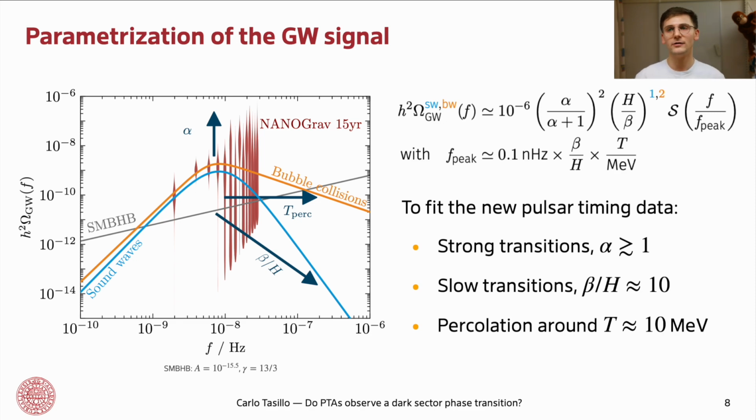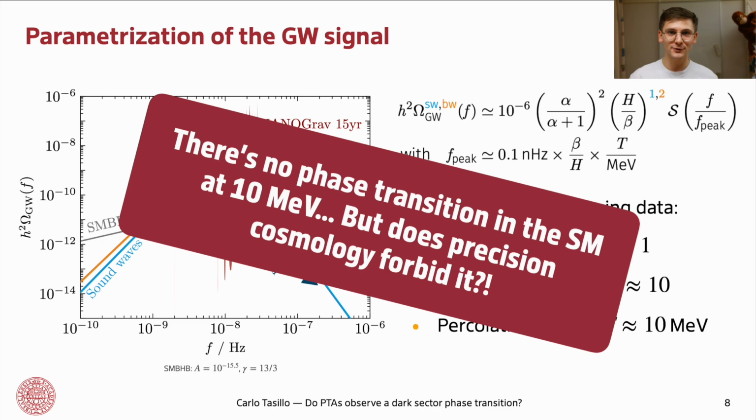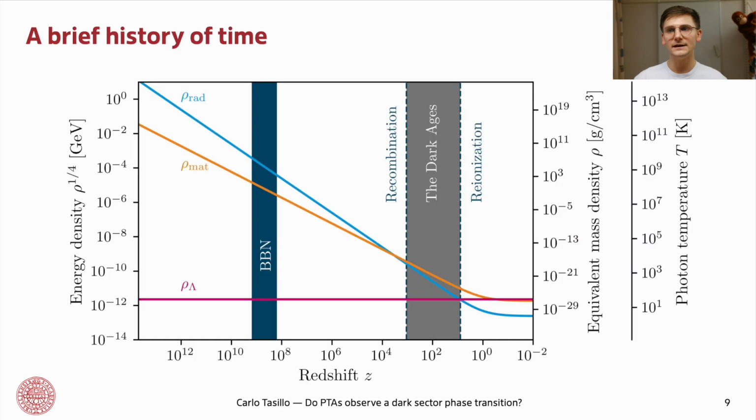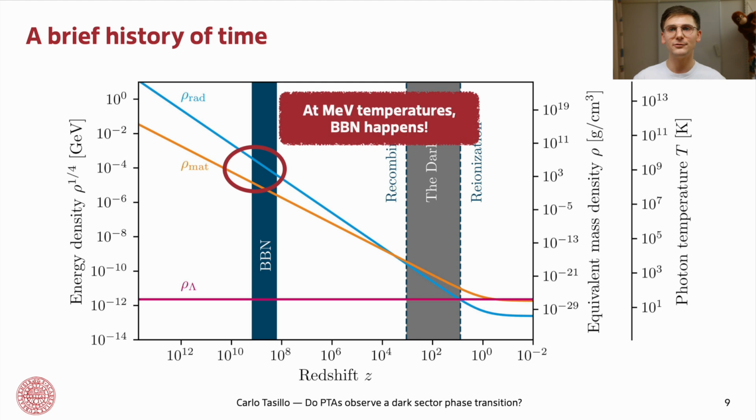Now, there's however a problem, which is that there's no such first order phase transition in the standard model. The question, however, is whether precision cosmology forbids it. So if there could be some BSM physics which actually requires such a first order phase transition to happen. Let's look a little into what happens in the early universe at these times. So around MeV temperatures, Big Bang nucleosynthesis happens. So this is when the early element abundances form, when neutrons and protons combine into hydrogen and helium.